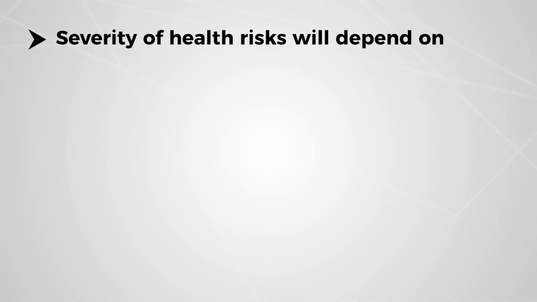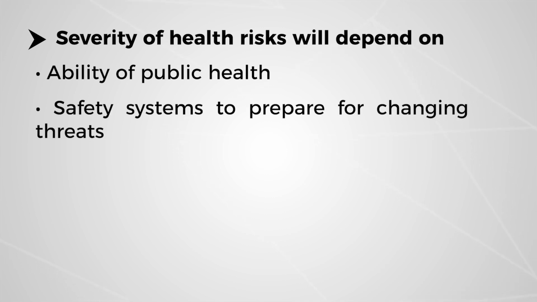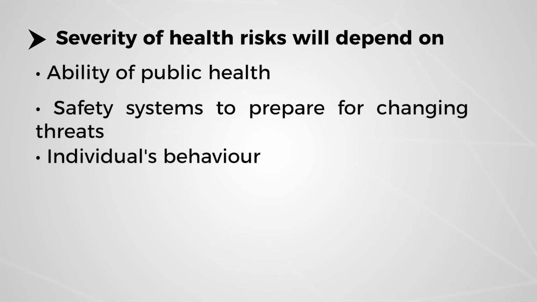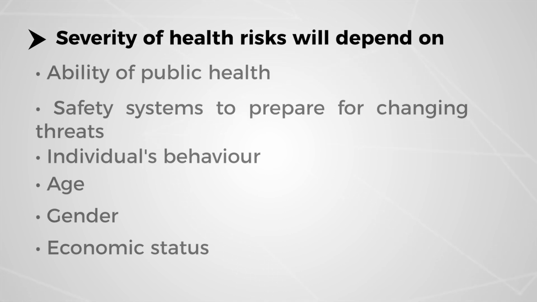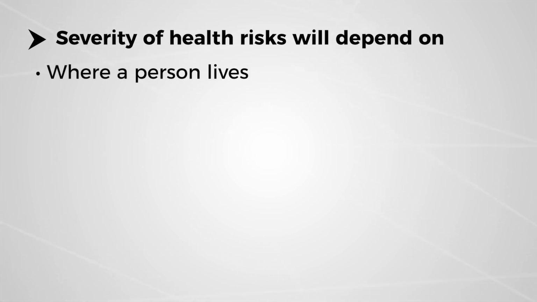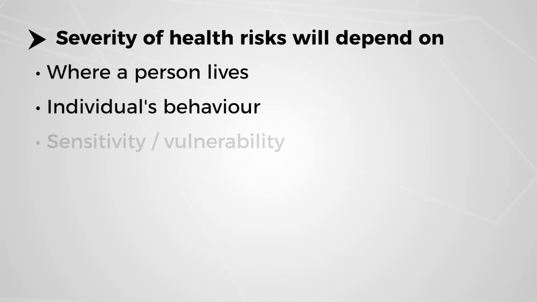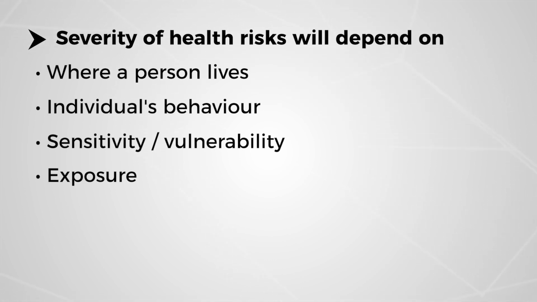The severity of health risks will depend upon the ability of public health and safety systems to address or prepare for these changing threats, as well as factors such as individuals' behavior, age, gender and economic status. Impacts vary based on where a person lives, how sensitive they are to health threats, how much they are exposed to climate change impacts, and how well they and their community are able to adapt to these changes.